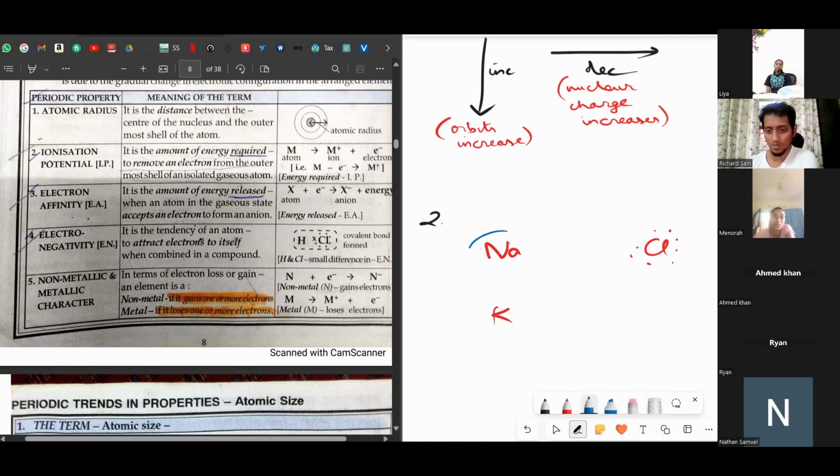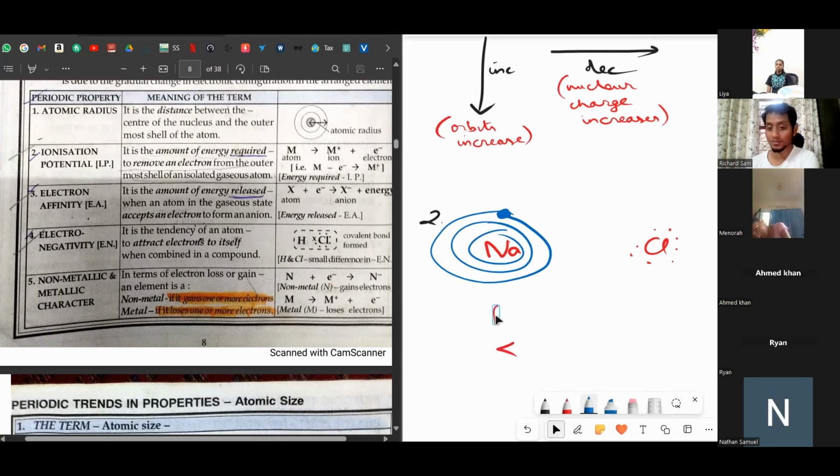3 orbits. Okay, 1, 2, 3 orbits. So this 1 electron is in the third orbit. The outermost electron is in the third orbit. Potassium has how many electrons? How many orbits? Come on, everyone. 4, right?